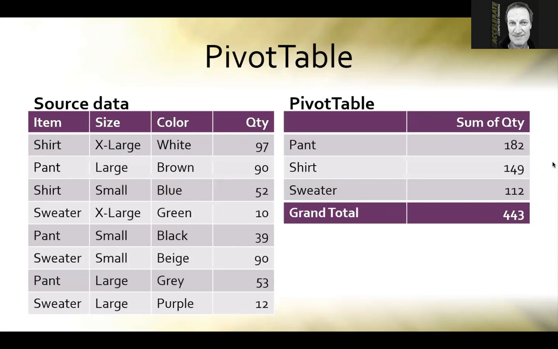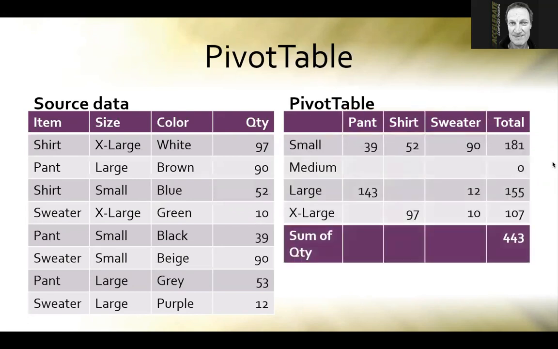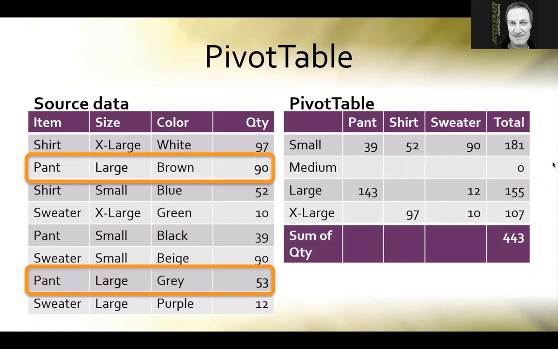A pivot table gets its name from the fact that you can rotate or pivot the report anytime you like. For example, you might move the row labels, pants, shirt, and sweater, to column labels. You might then choose to add more detail to the report by introducing additional fields, like size, which in turn rolls up quantities by summing rows of the same item and size, like these two rows of large pants.